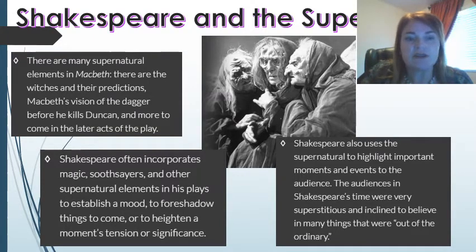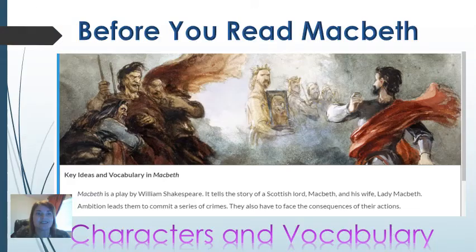Shakespeare often incorporates magic, soothsayers, and other supernatural elements in his play to establish a mood, to foreshadow things to come, or to heighten a moment's tension or significance. Shakespeare also uses the supernatural to highlight important moments and events to the audience. The audiences in Shakespeare's time were very superstitious and inclined to believe in many things that were out of the ordinary.